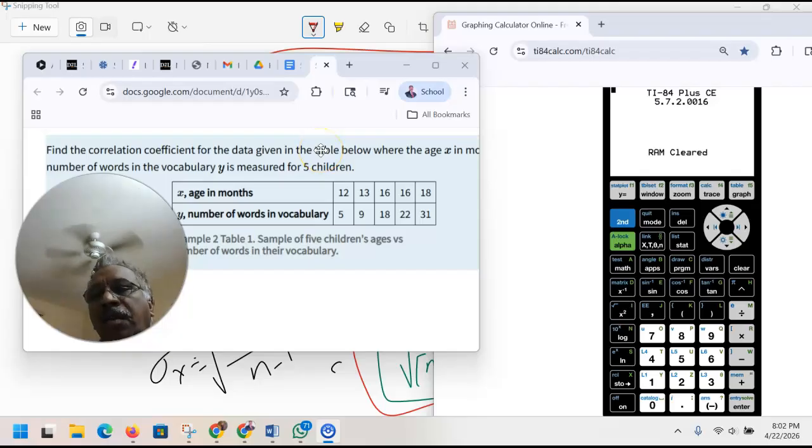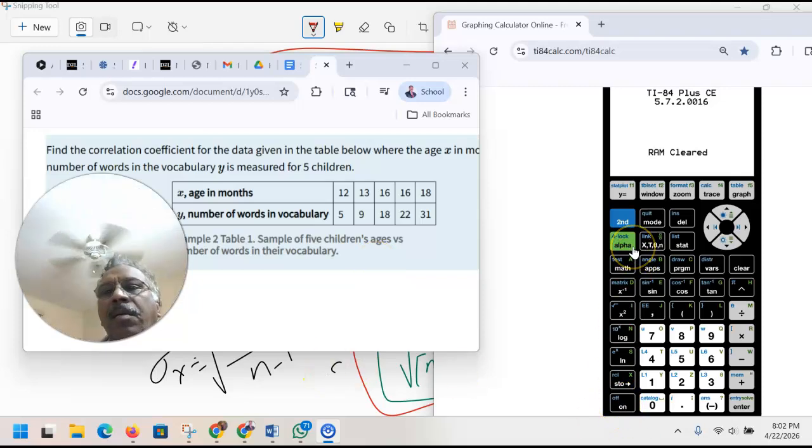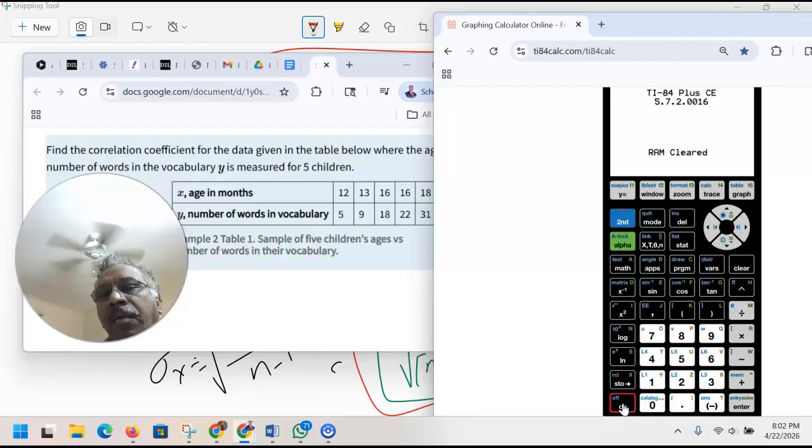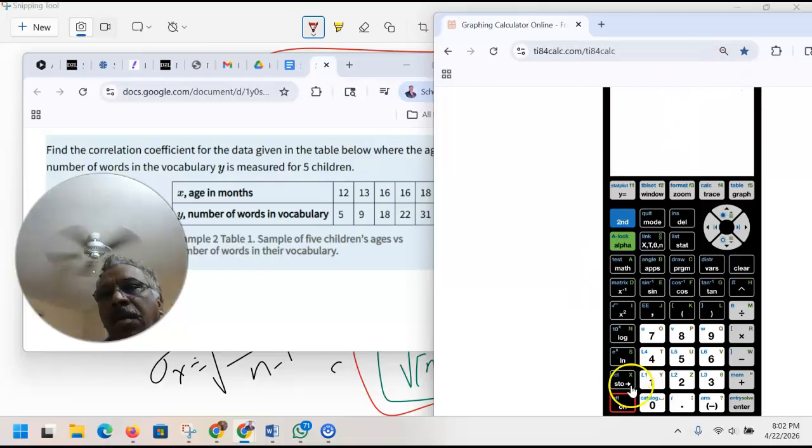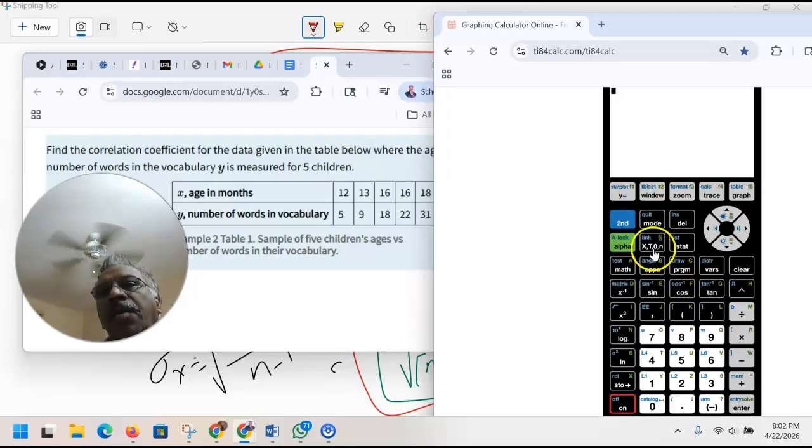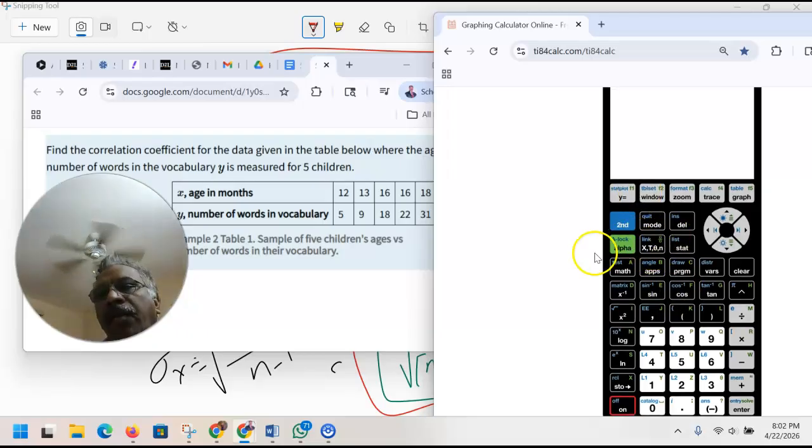The first thing is, let me put the calculator off first. So you can see at the bottom here, it is on and off. So you click on second and put it off. Okay. So, I think it's already on. Anyway, you know this piece. Okay. So next we go to the stats.